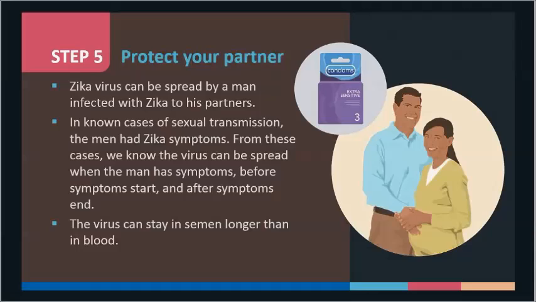The problem is that, as I said, a lot of people are asymptomatic, so we can't rule out that a man who was asymptomatic spread it to somebody else, who is also asymptomatic. As I said, one of the things we know now about semen is that the virus stays longer in the semen than it does in the blood.